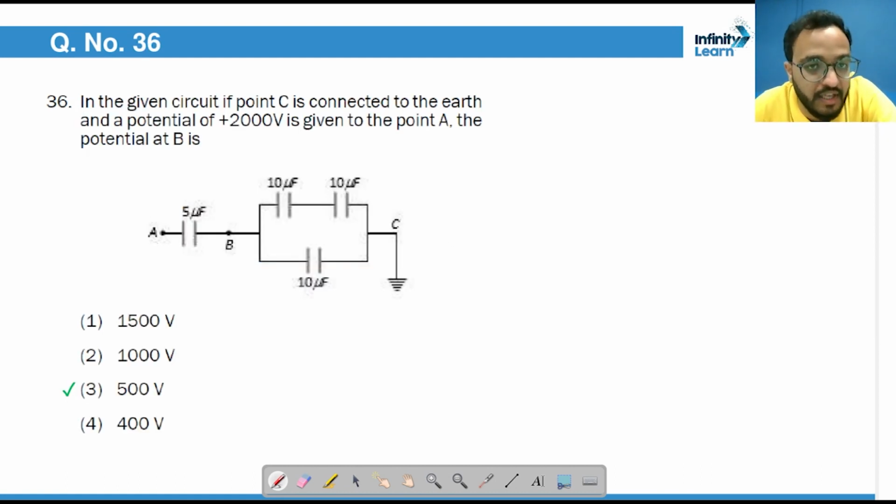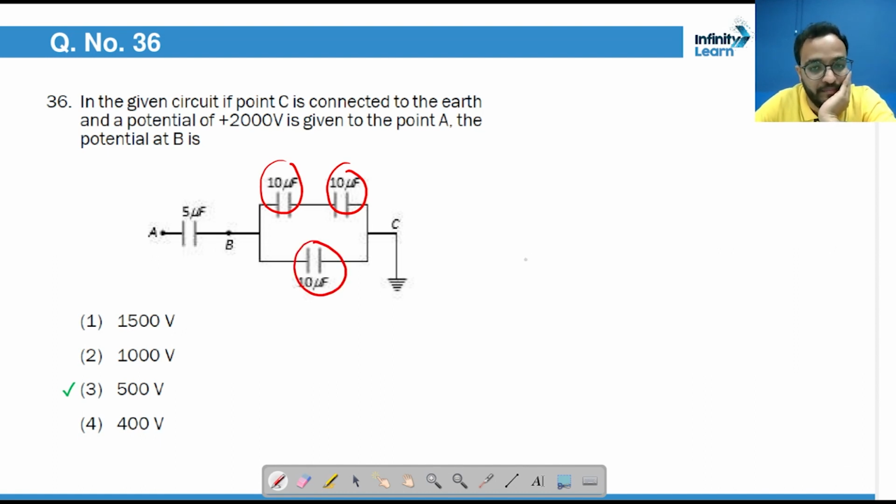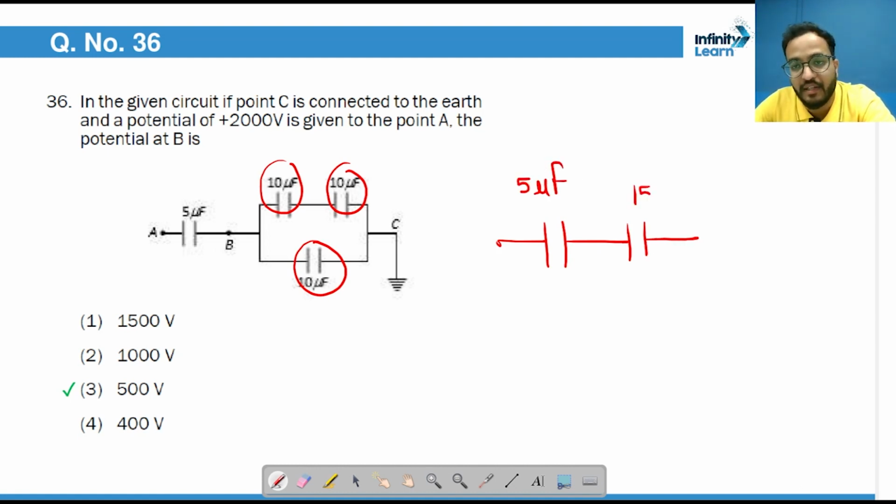36. This is an interesting question. Again, same kind of question. You remember? Now here we will use a beautiful logic. See, first of all, this 10 and 10 in series will become 10 by 2, that is 5. Yes or no? And then 5 and this 10 in parallel will become 15. So if you find out properly, you will say, sir, this is 5 microfarad and this is 15 microfarad.